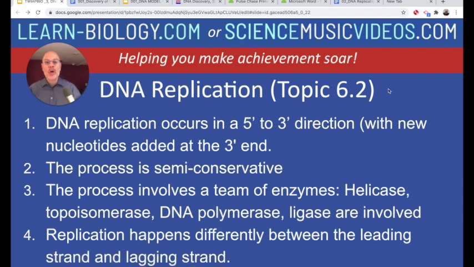For DNA replication, here are the learning objectives that the College Board is encouraging you to get to. DNA replication always occurs in a 5-to-3 direction. The process is semi-conservative, and it involves a whole team of enzymes that the College Board is asking for you to teach your students about. Then the issue of replication on the leading strand and the lagging strand. So how do we help you get there?